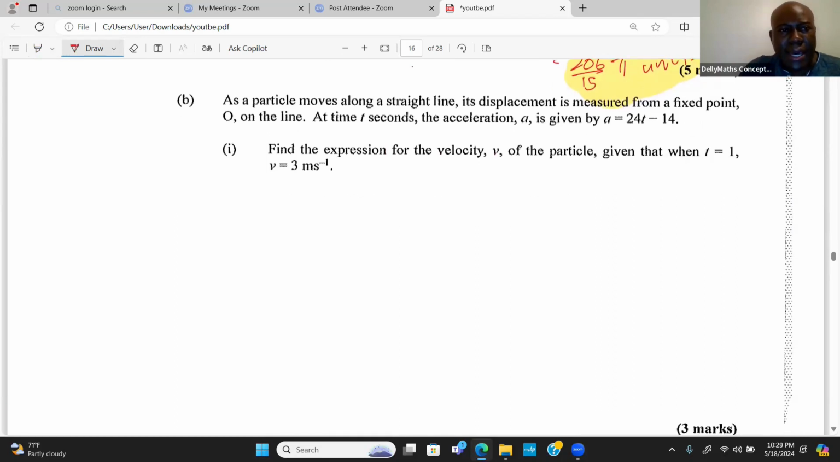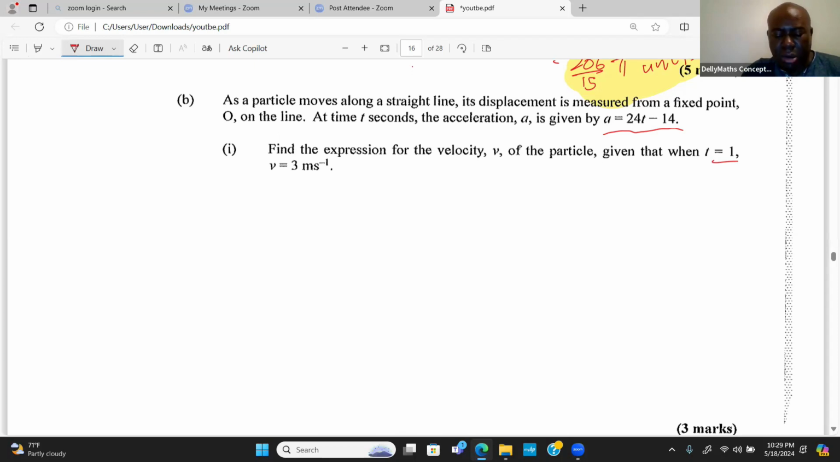Let us take a look at this other part. It says, as a particle moves along a straight line, its displacement is measured from a fixed point O on the line. At time t, the acceleration a is given. So acceleration is given by this. Find the expression for the velocity v of the particle, given that when t equals 1, velocity is actually 3.